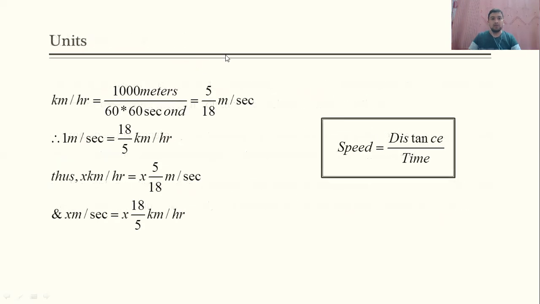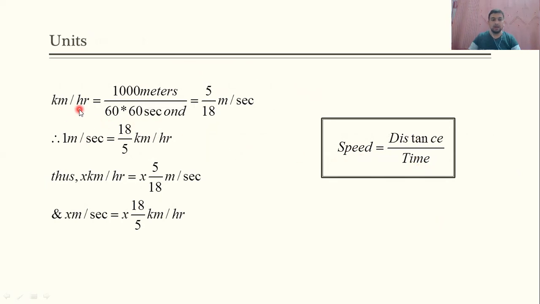Now, what are the units of these three parameters, that is speed, distance and time? You can measure the distance either in kilometer or meter. You can measure the time in hour, minute or second. So what will be the unit of speed? Let's say distance is in kilometer and time is in hour. So kilometer per hour will be the unit of speed.